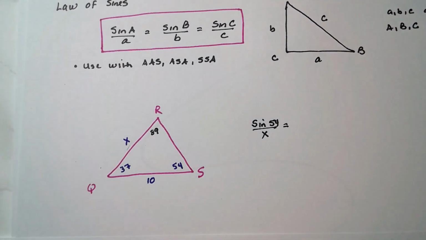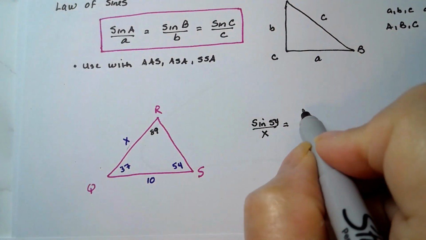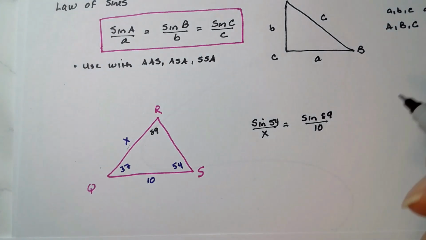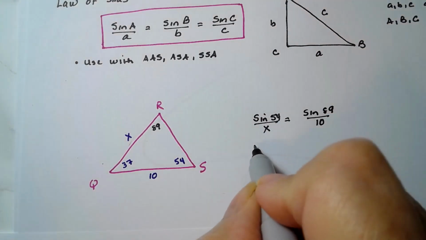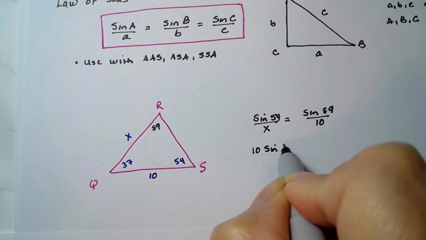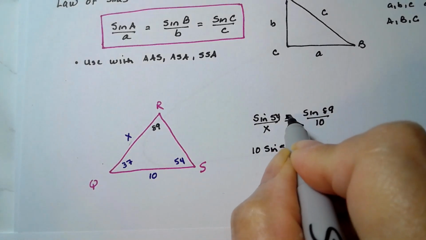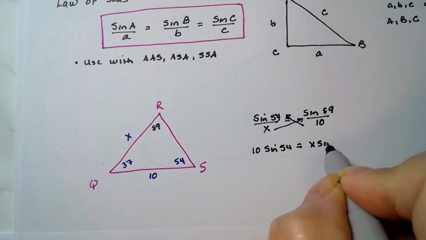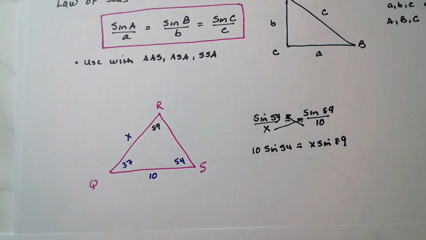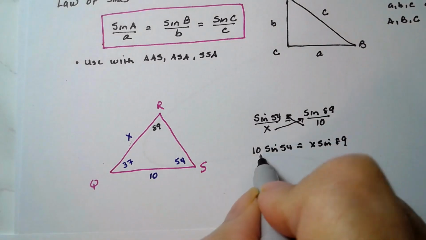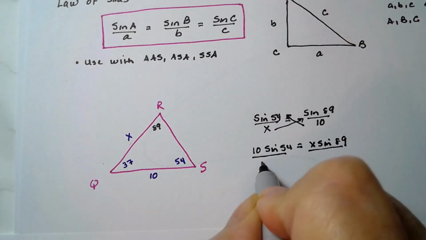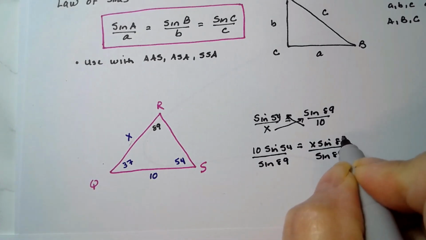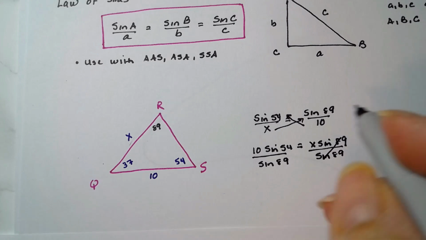Now that I have that, now I can finish. So I can say the sine of 89 is to 10, right? Now the rule is to cross multiply. So I'm going to have 10 sine of 54, so I just multiply those two together, is equal to X sine of 89. And remember that we have to get X by itself, so that means we're going to divide both sides by the sine of 89. And on this side, those are going to cancel. So now X is by itself.